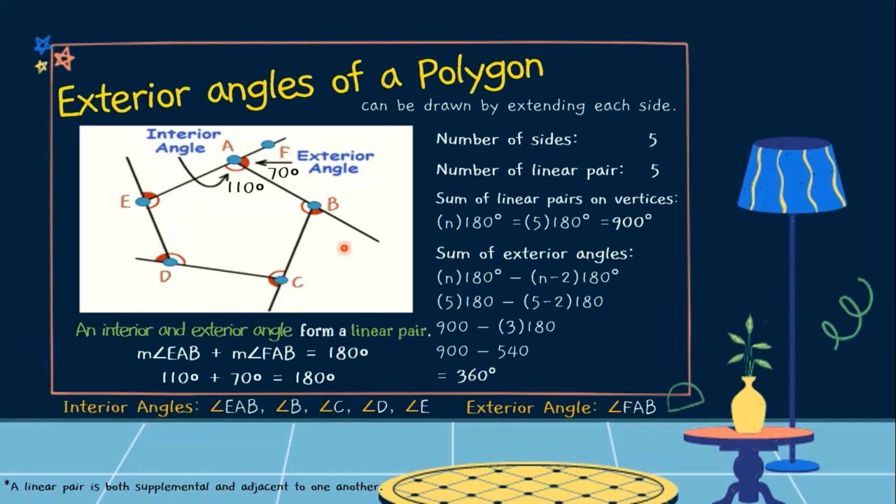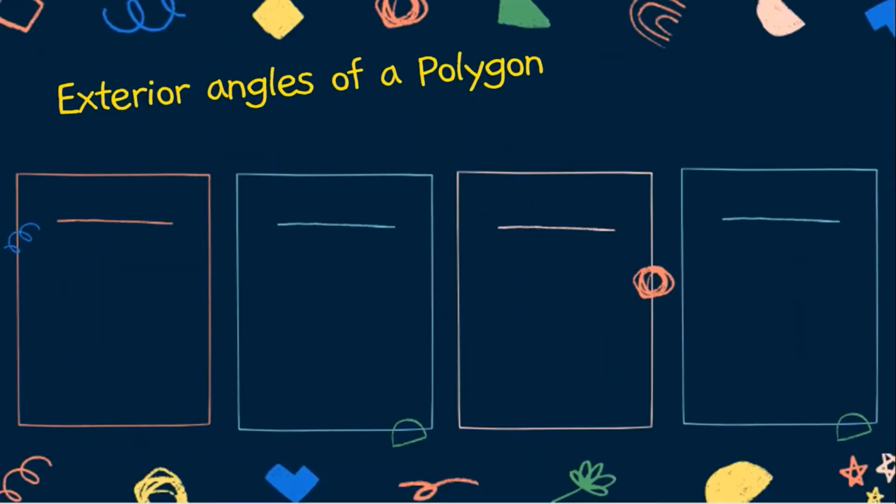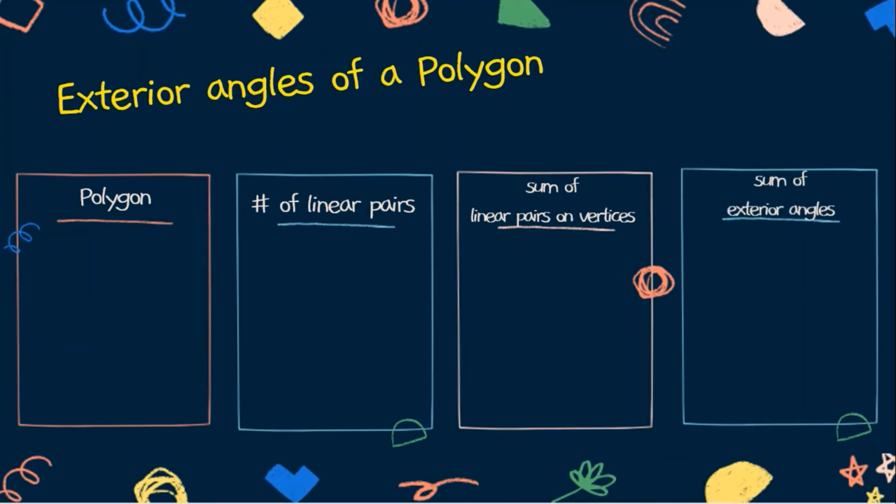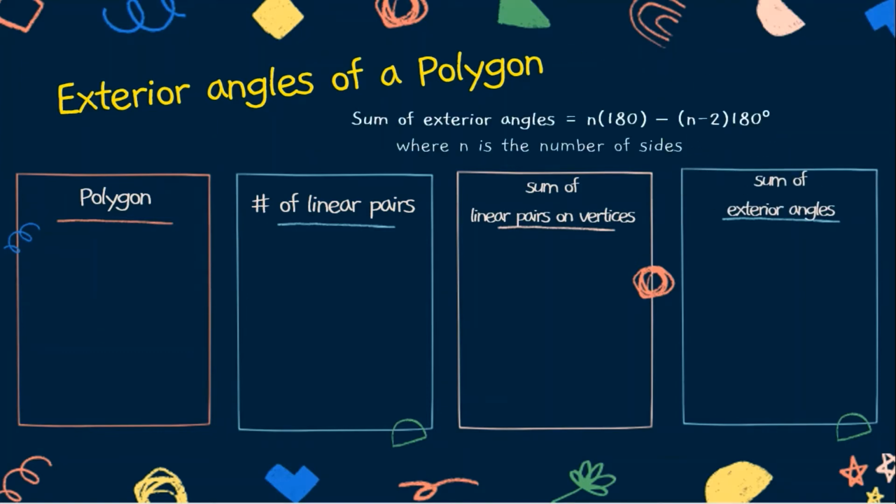Kung ito ay regular polygon, therefore, kada kanyang exterior angle ay 70. So, 5 70 degrees, 70 times 5 equals siya ng 360 degrees. Examining exterior angles of a polygon closer, we have some polygons, the number of linear pairs, we also have to get the sum of linear pairs on vertices, and its sum of exterior angles.